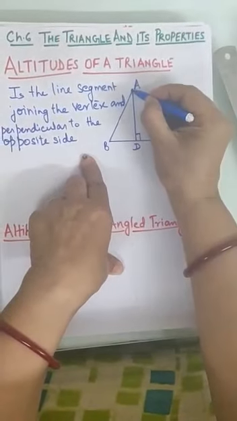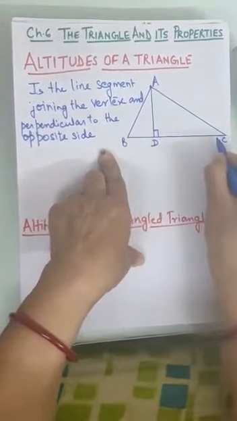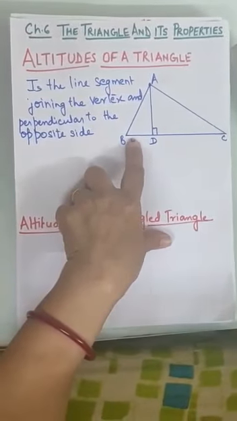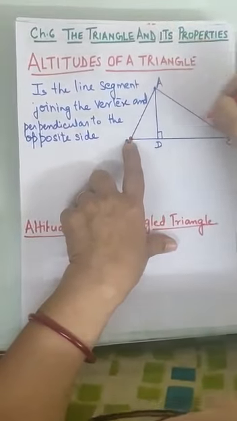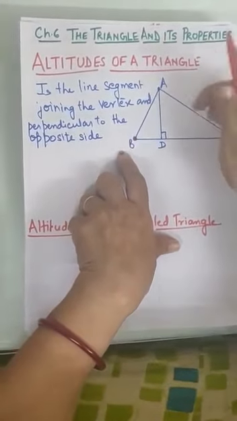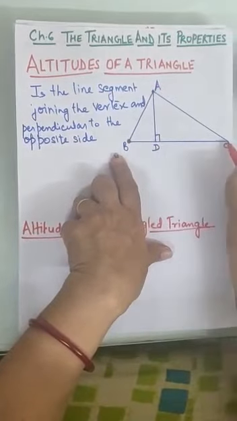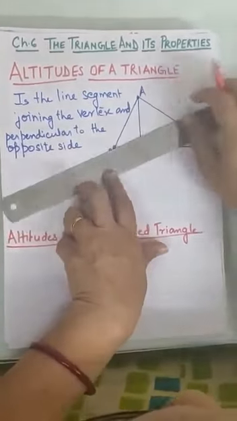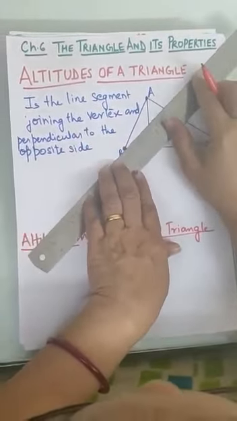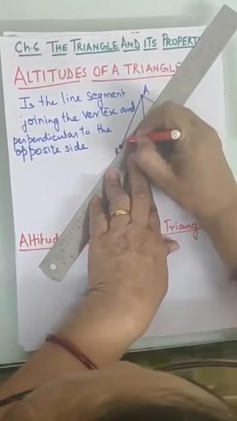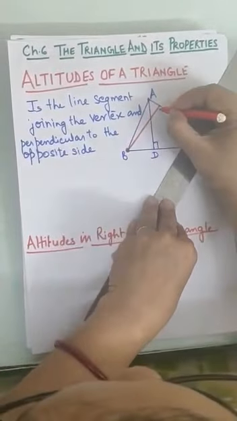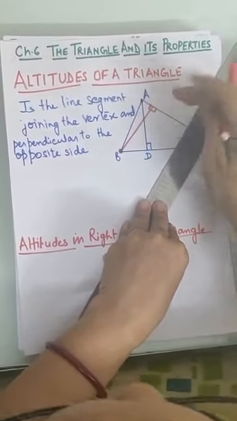We have drawn a perpendicular from A to BC. Similarly, we will draw a perpendicular from B on AC. First we had drawn a perpendicular from A to BC. Now we are drawing from B to AC. So I draw the perpendicular. Perpendicular means forming an angle of 90 degrees. See, this is 90 degrees, this is 90 degrees. Okay.